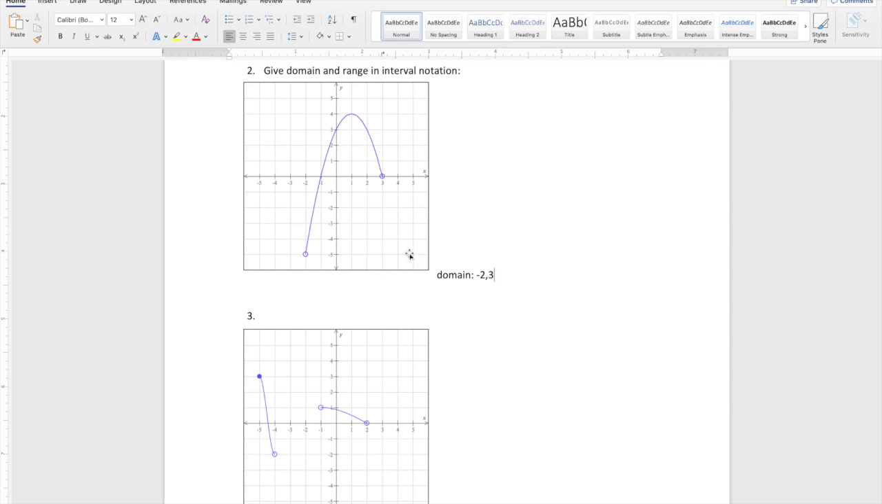The only thing that's left to do is to give these numbers either brackets or parentheses depending on whether the circles that these points have are open or closed. Both of those circles are open, so both of these numbers will get parentheses.